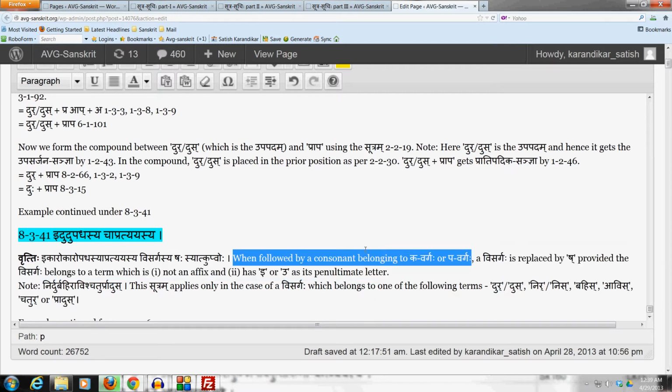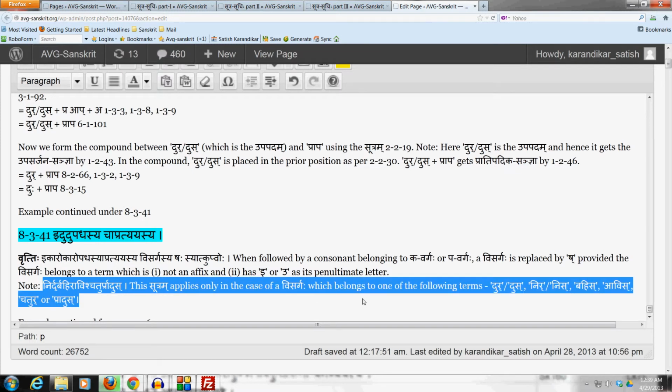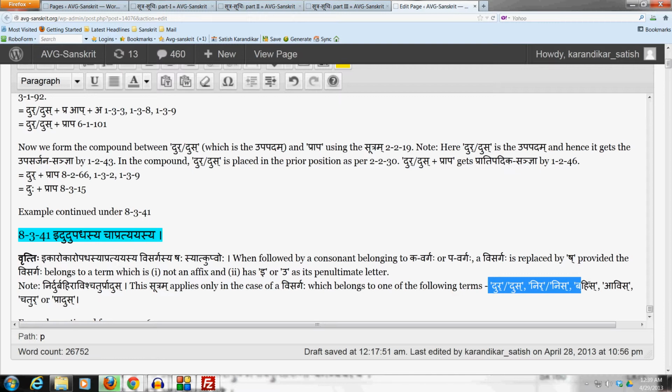Now the Kashika says nir dur bahir ravish chatur pradus, which means that this sutram 8.3.41 applies only in the case of a visarga which belongs to one of the following terms: dur or dus, nir or nis, bahis, avis, chatur or pradus. So basically these are the only terms in the language which satisfy the conditions required by this sutram, because these are the only terms in the language which have an ikaraha or a ukaraha as a penultimate letter and which can generate a visargaha which does not belong to an affix. So that is why the Kashika lists these terms to make it easy for us.